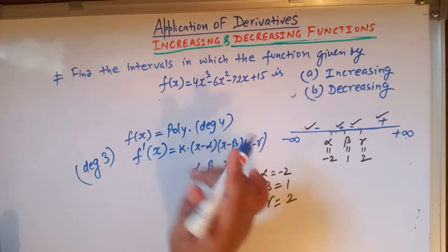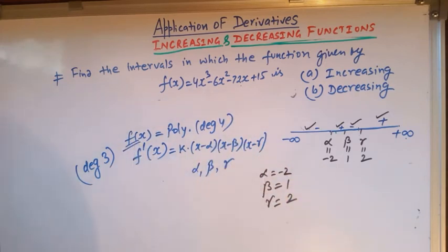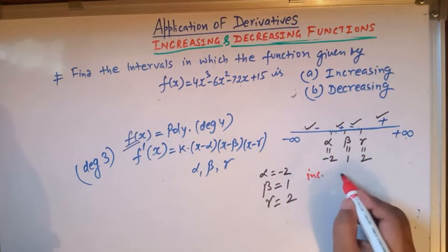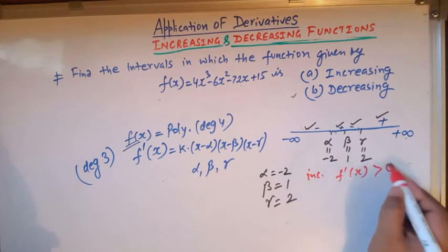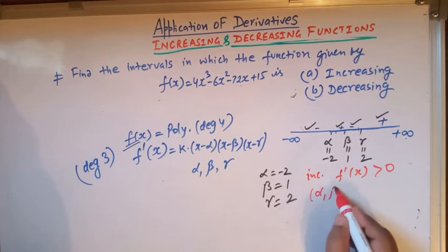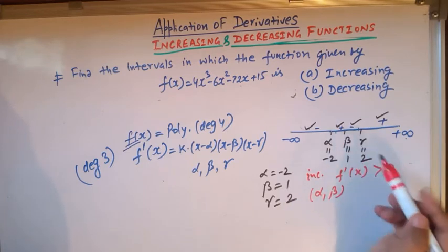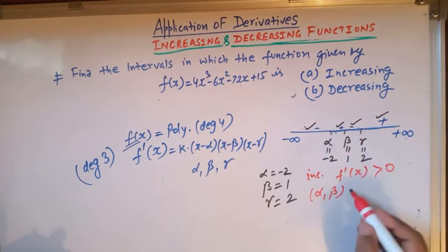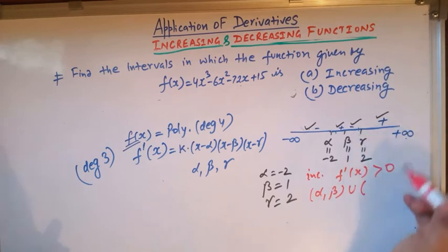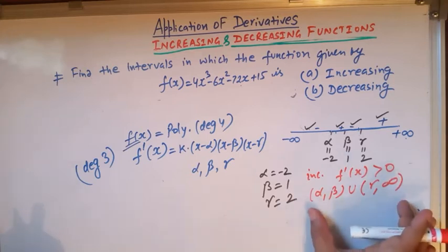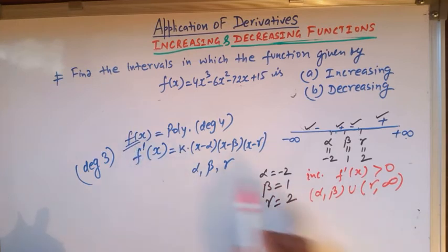So this function f(x) will be increasing if the derivative of f is greater than 0, and from this number line the interval will be alpha to beta, because here we have positive sign, so the derivative has to be positive. So here we have alpha comma beta union gamma to infinity. So this is the interval in which this function f(x) is increasing. Clear?